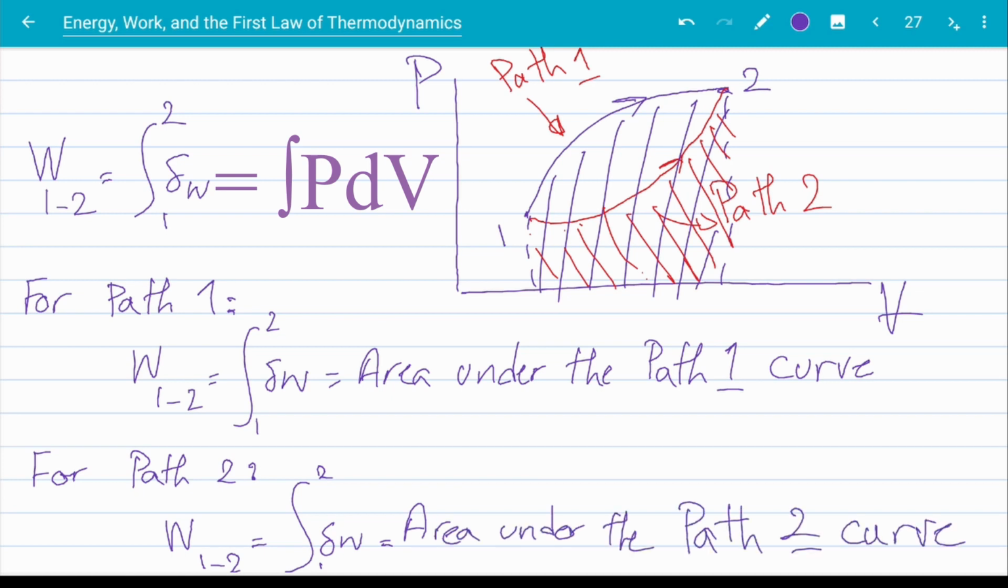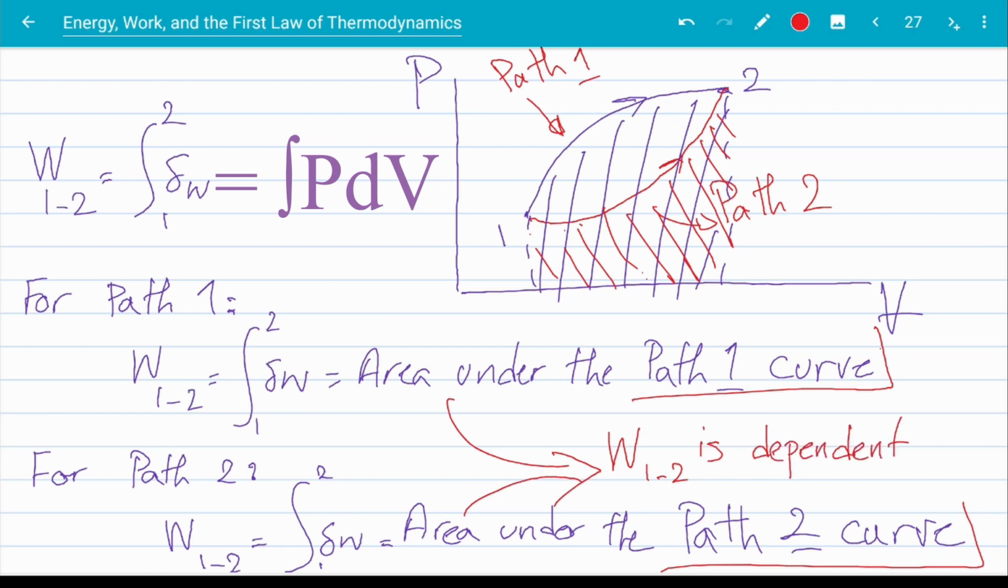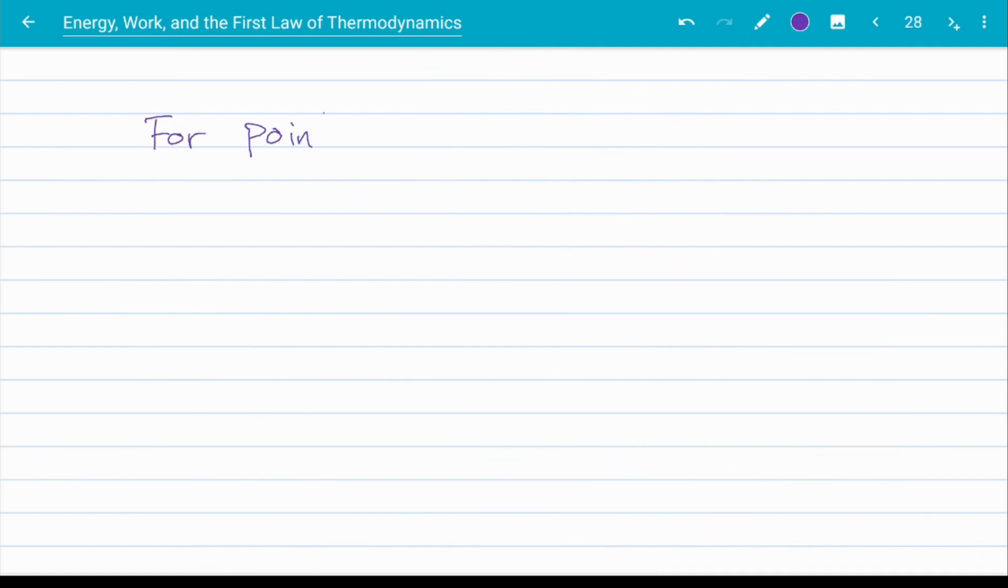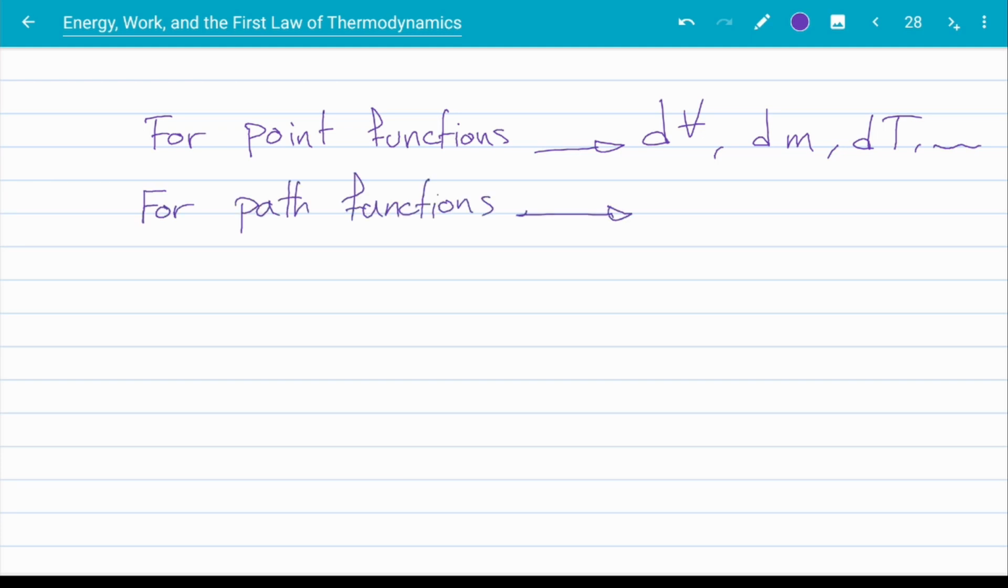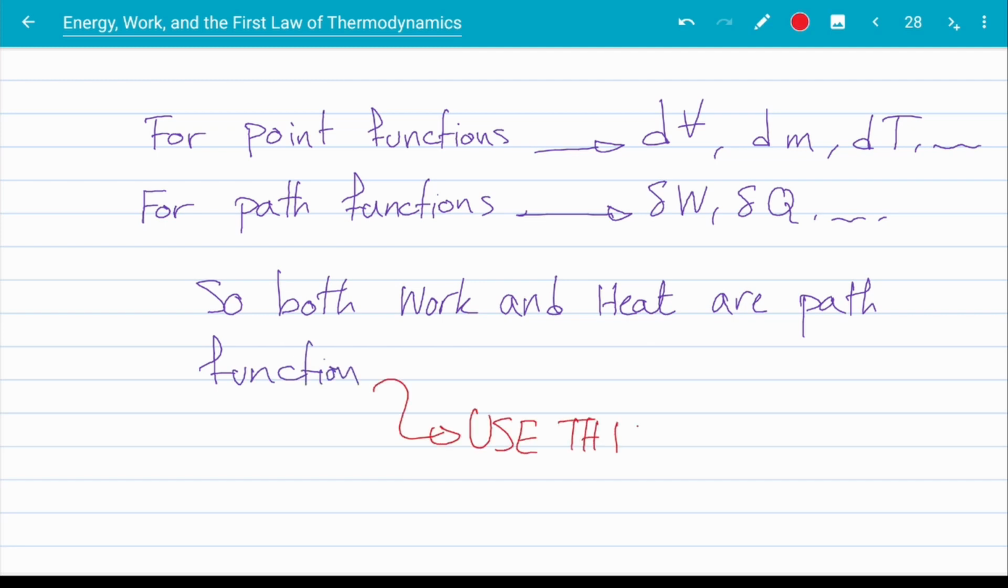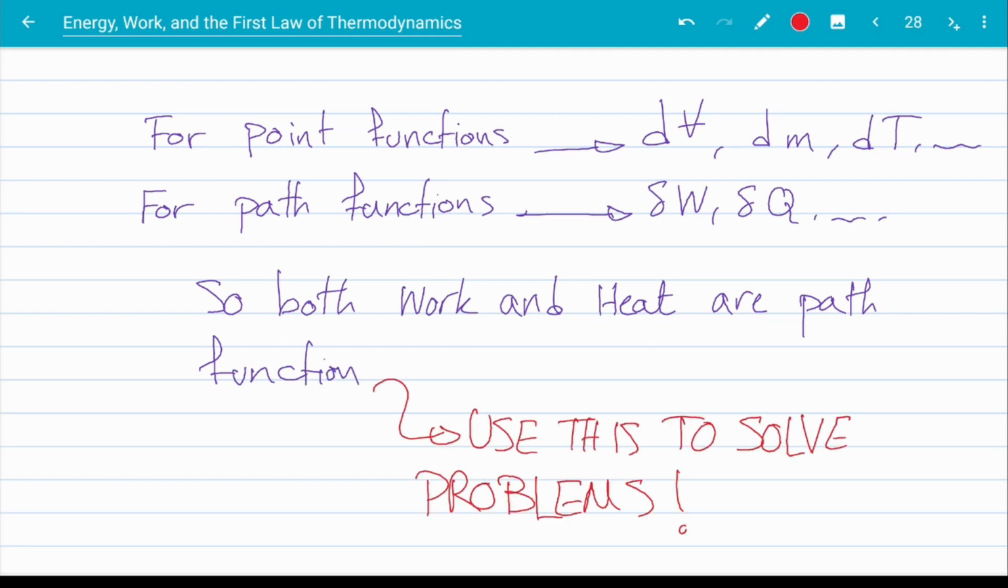As you can see, blue and red areas are not equal. And so the work from state 1 to state 2 for paths 1 and 2 are not equal. So work is dependent on the process path and is a path function. A path function like work has inexact differential. We show the inexact differentials with Greek letter delta. Volume, mass, temperature, pressure, and such are point functions, whereas work and heat transfer both are path functions. Knowing this can help us later on to calculate work and heat values using diagrams only.